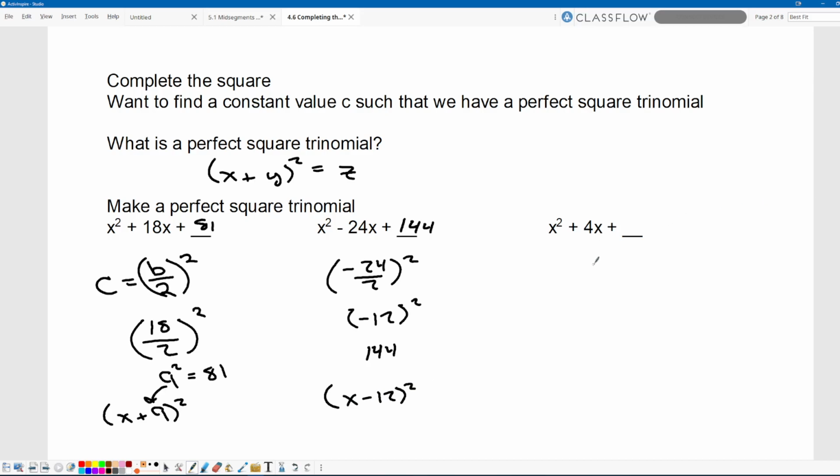And then the last one, we're going to take our b value, divide by 2, and then square that. So 4 divided by 2 is 2. So you get 2 squared, which gives you 4. So my c value would be 4. And then if you were to factor that, it would just be x plus 2 squared. So if you want to find the c value, the constant value, you take your b, divide by 2, and square it. We will actually be using this when we complete the square.